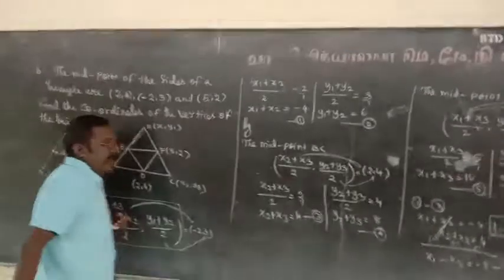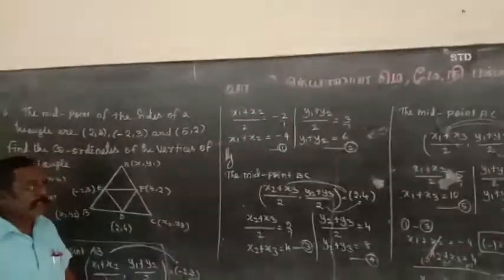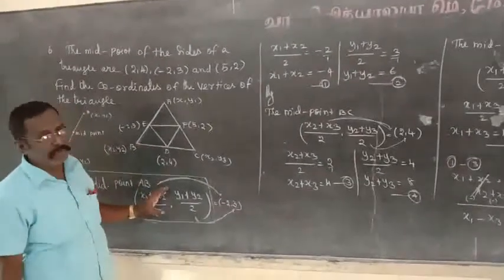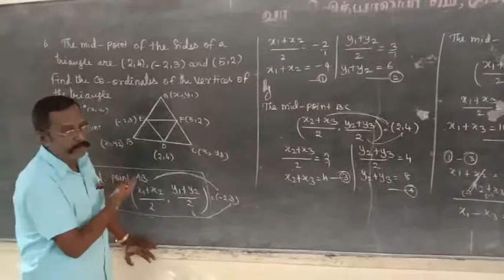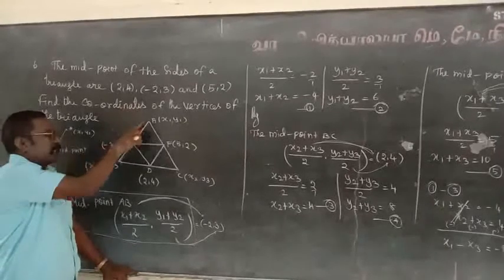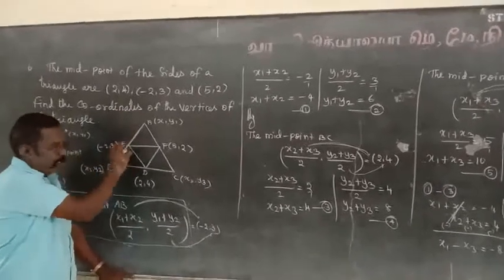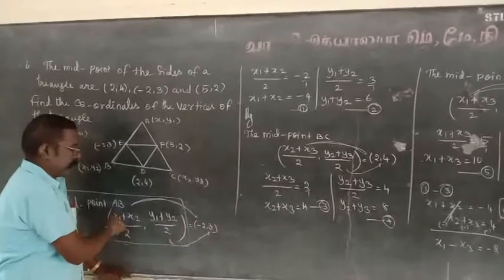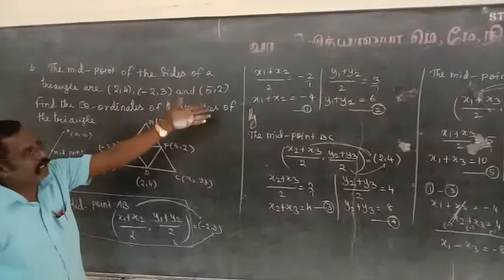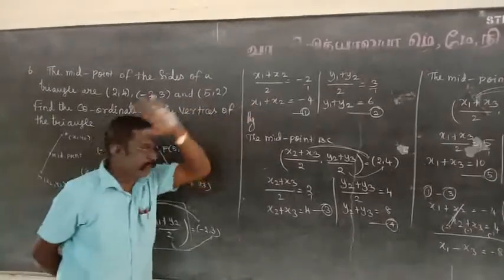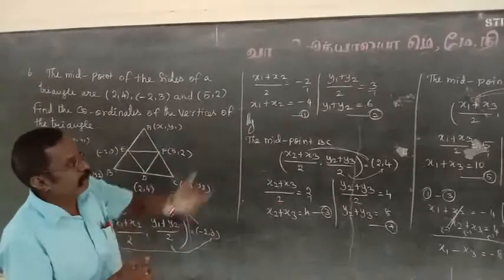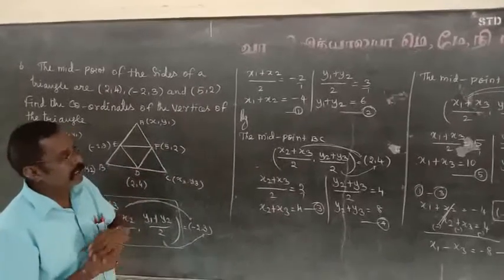The midpoints of AB, BC, AC are given. So first you apply the midpoint formula, which is very important: x1 plus x2 by 2 comma y1 plus y2 by 2. First you take side AB. The midpoint is given. So you take the first term, x1 plus x2 by 2 equal to minus 2. By cross multiplication, x1 plus x2 equal to minus 4, equation number 1. Similarly, y1 plus y2 by 2 equal to 3. Again you simplify: y1 plus y2 equal to 6, equation number 2.